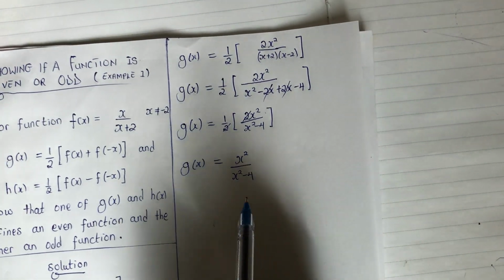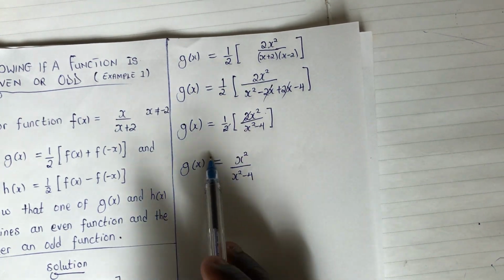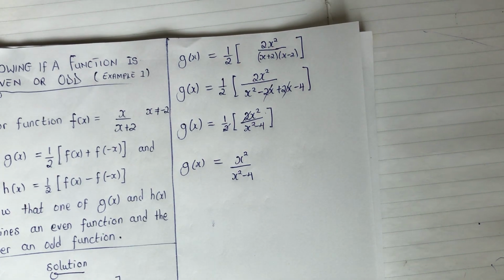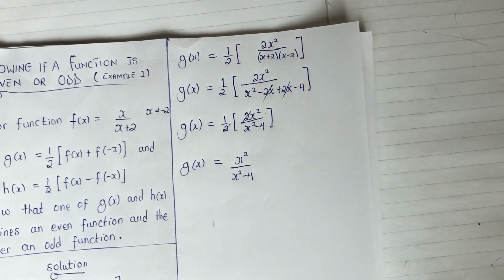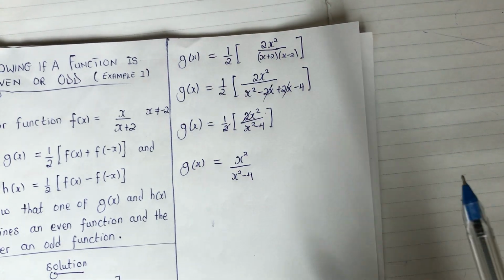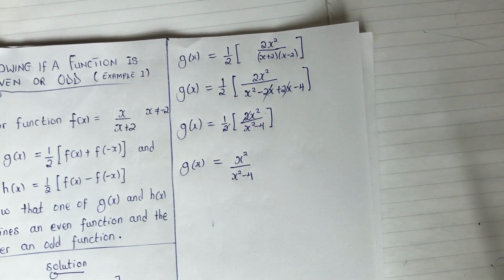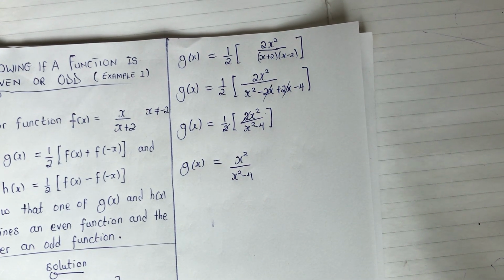There's no need. So now we have x squared minus 4, and this is our final result for g of x. So now that we have g of x, we check: is this g of x a positive function or a negative function? It is a positive function. So now we can test it with negative x to see if it is even or odd, like I did in the introduction.